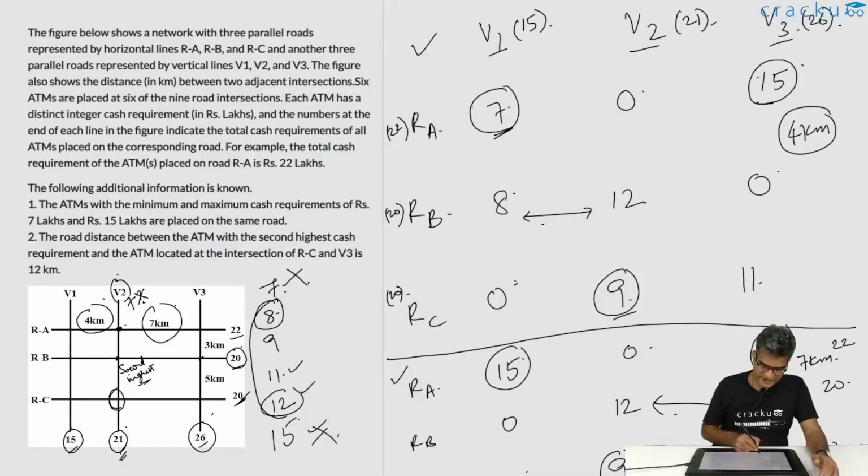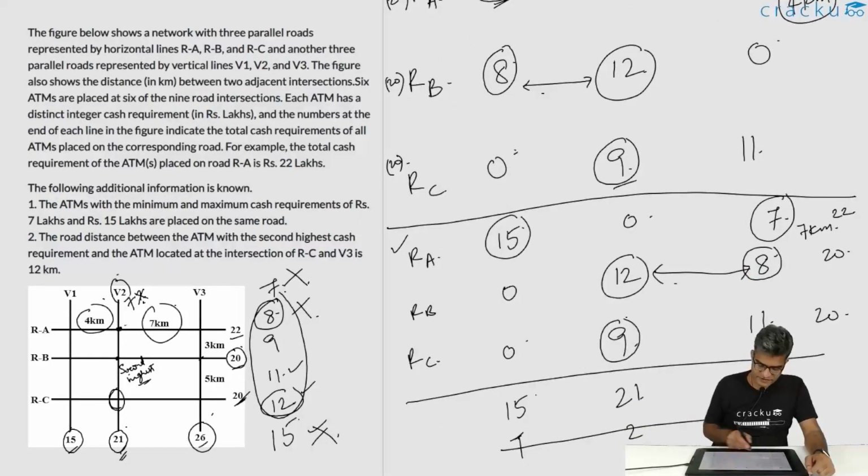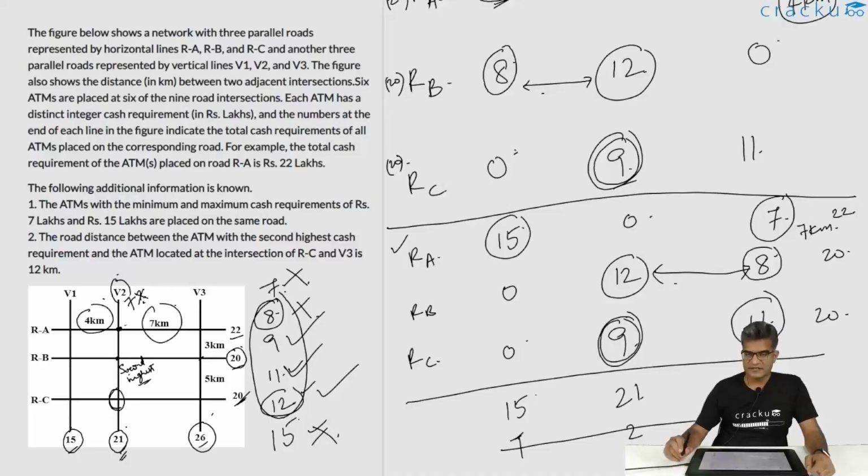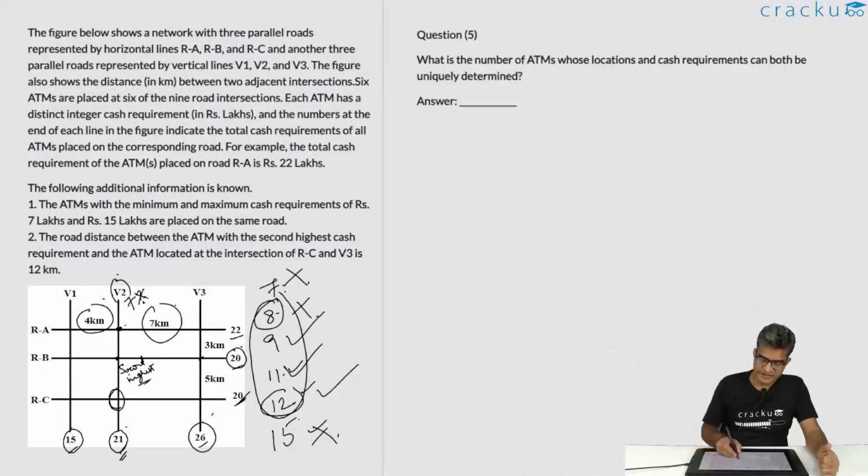Amongst 8, 9, 11 and 12, even for 8 we can't determine it uniquely. We know that it is in RB, but whether it is in the intersection of RB and V1 or RB and V3 we don't know. However, 12 is always in the middle. So this is uniquely determined. 9 is definitely in the intersection of RC and V2. So this also is uniquely determined. 11 also is in the intersection of RC and V3. That also is uniquely determined. So we can determine the locations of 9, 12 and 11. So the correct answer is 3.